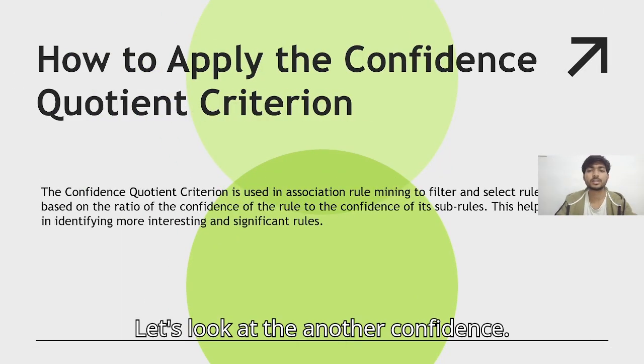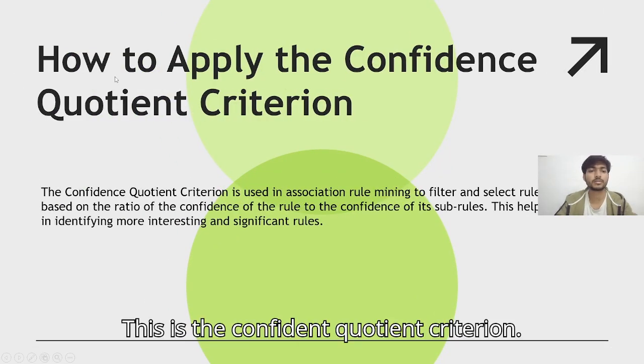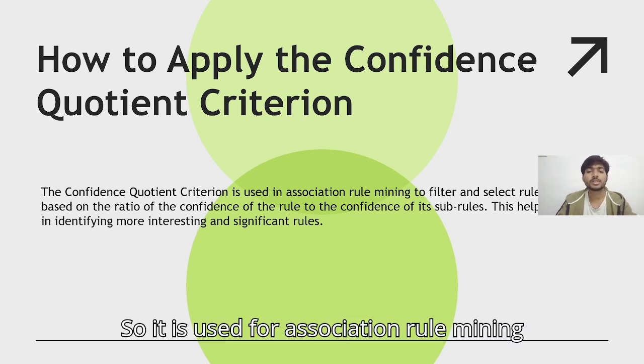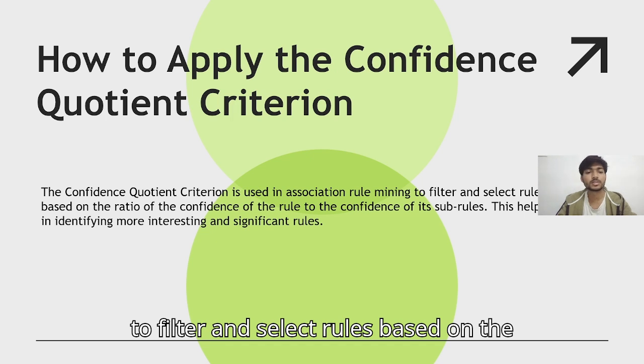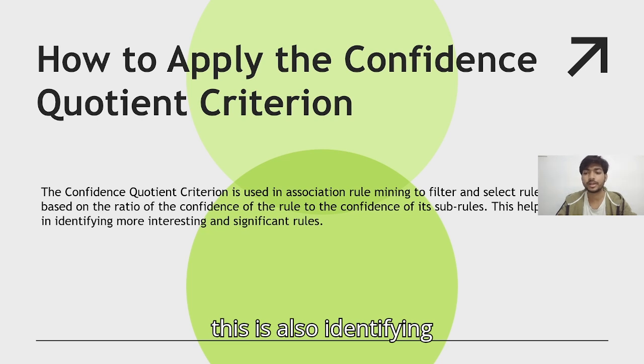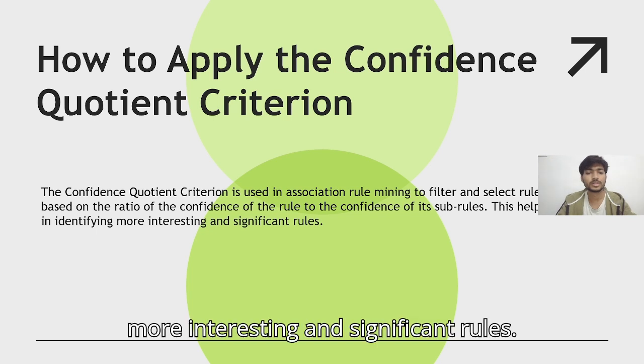Let's look at the other criterion. This is the confidence quotient criterion. It is used in association rule mining to filter and select rules based on the ratio of the confidence of the rule to the confidence of its sub rules. This is also identifying more interesting and significant rules.